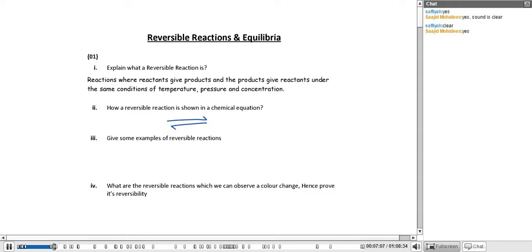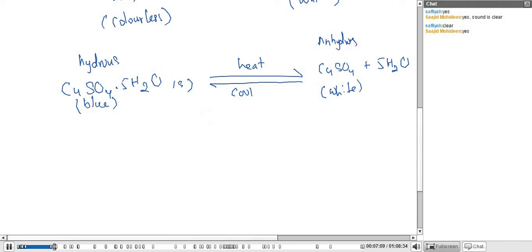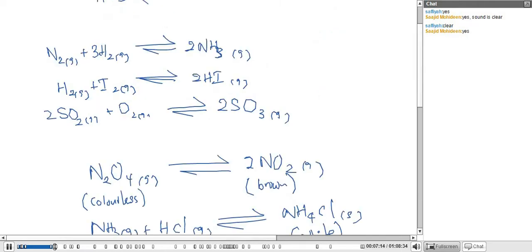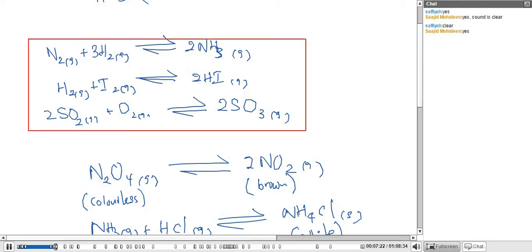Give some examples for reversible reactions. You can copy the first 3 examples for reversible reactions.